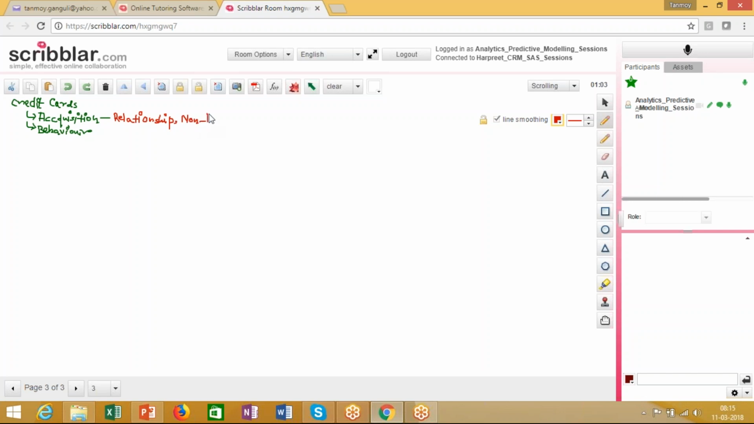So what is this relationship account and what is this non-relationship? Now, a relationship account is one which maintains a relationship balance with the given bank. Now, again, relationship accounts can be divided into two parts.